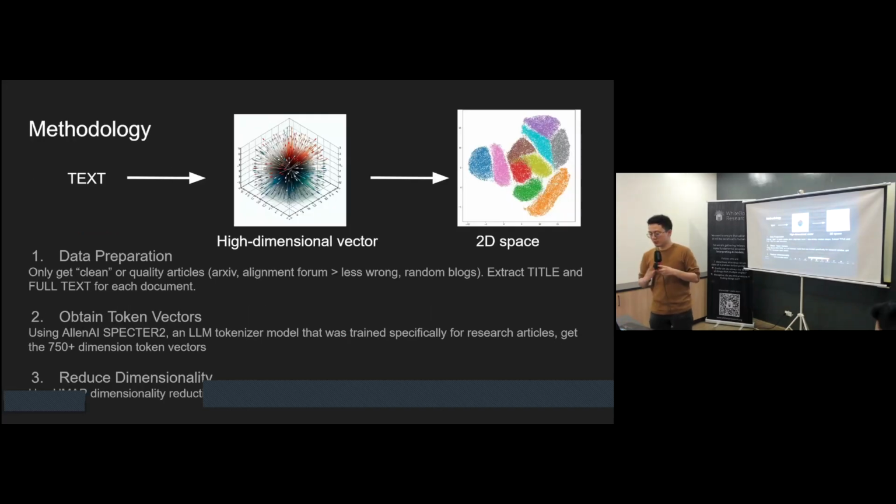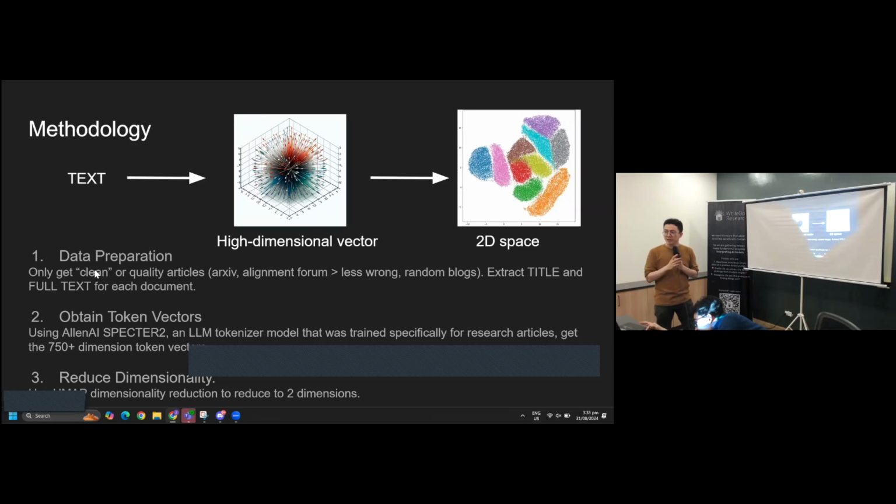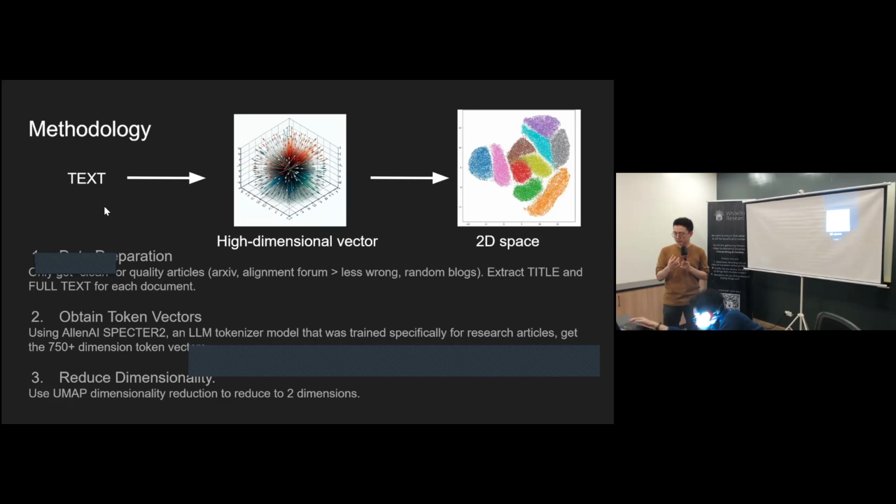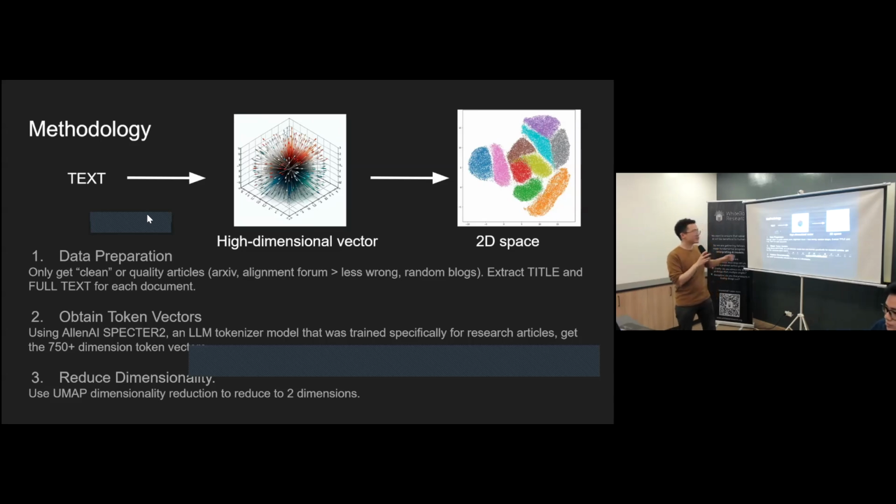So for my methodology, what I did was I got those articles, I got their titles and their full text, and encoded that into one data point. Once I have that text, I run it through an LLM tokenizer. The one I use is Allen AI SPECTER 2, which is a recently developed LLM tokenizer specifically for research articles. What this does is it takes the text from the data set and transforms each encoding of the document into a high dimensional vector. So like you can imagine 2D, 3D, imagine 768D. That's the kind of information that I'm working with.